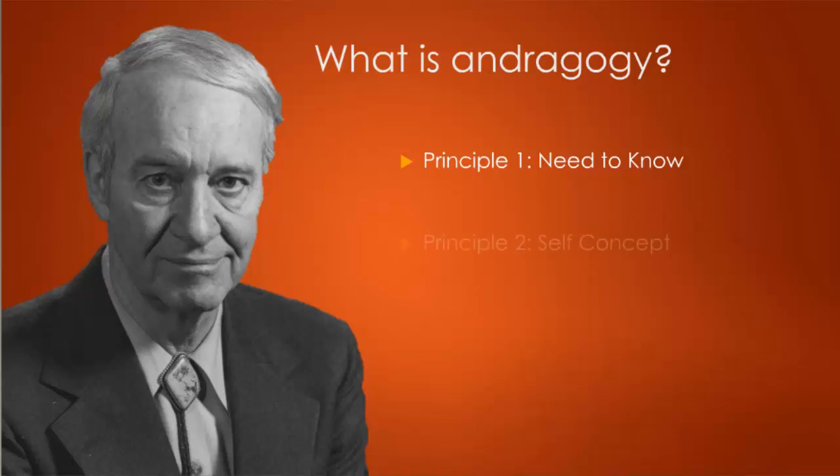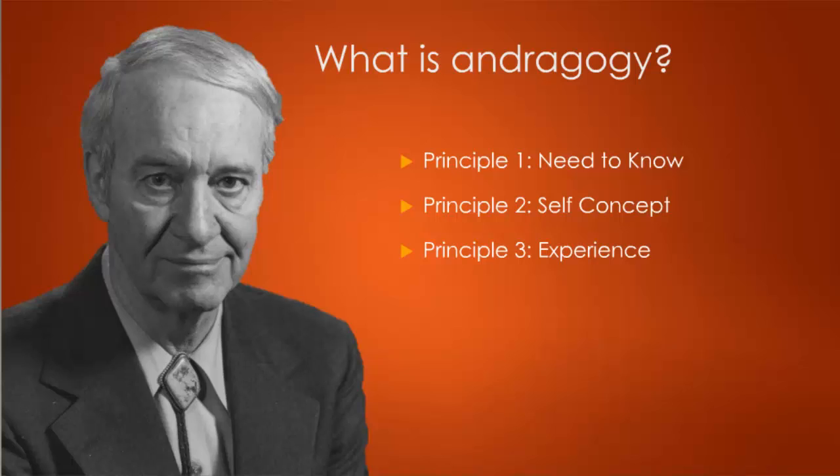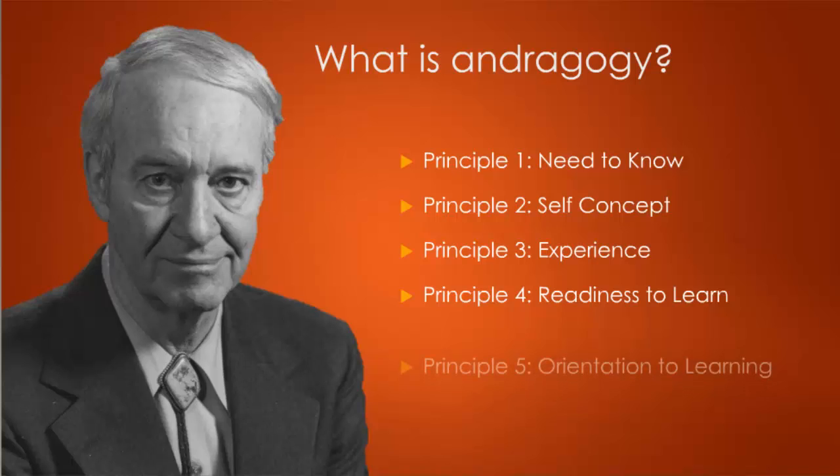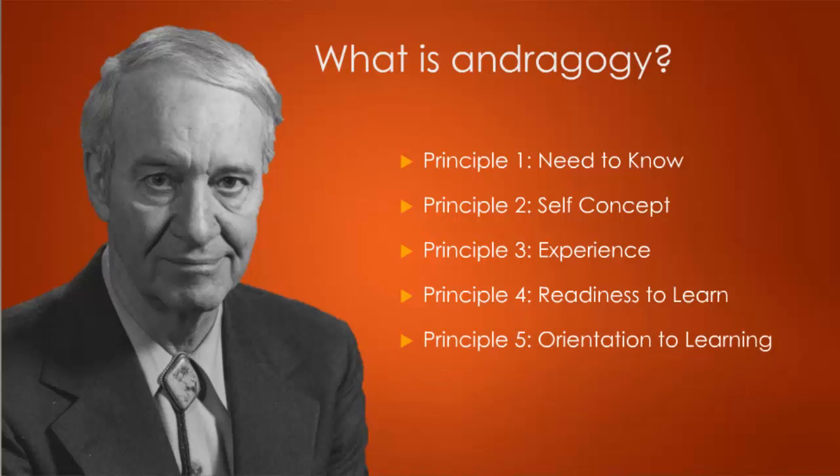The next principle is that adults already have a self-concept. Principle 3 is that adult learners come to the classroom with experience. The fourth principle is that adult learners are present because they want to learn. The fifth principle deals with adults being task or problem-centered in their orientation to learning. And lastly, while adult learners may respond to external motivators, internal priorities are more important.